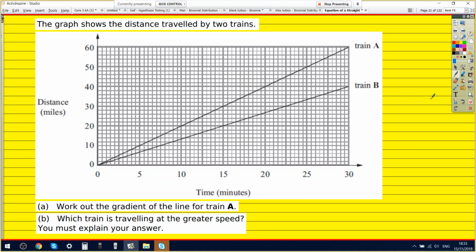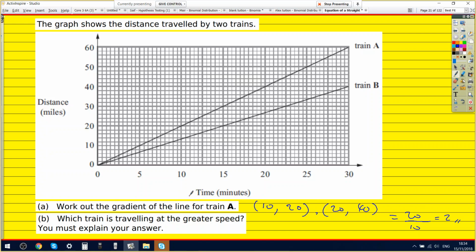I can get it for train A. So wouldn't it be 10 and 20 and 20 and 40? Mm-hmm. So wouldn't it be 10 and 20 for the gradient? The answer would be 2. Well done. Any questions?